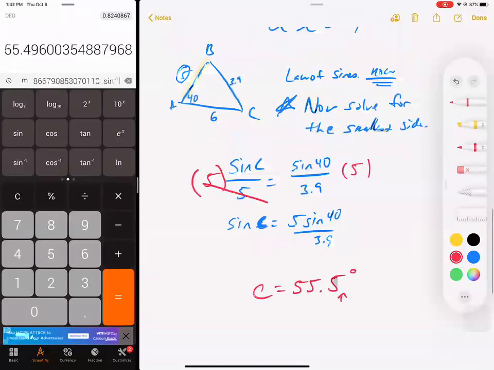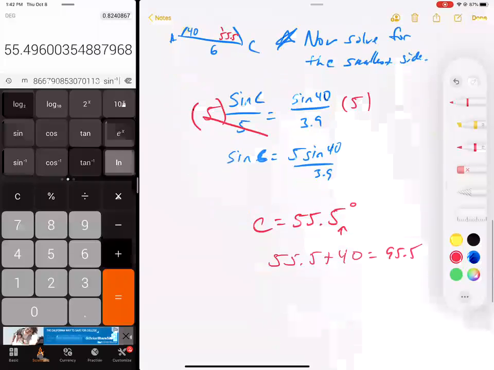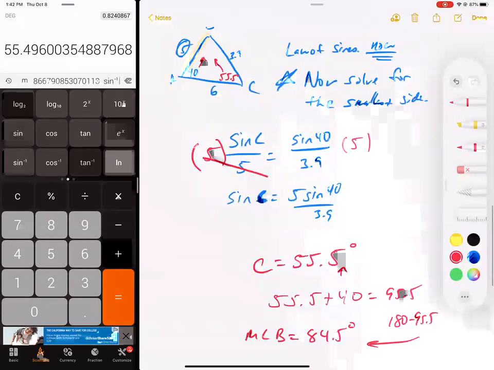Let's go to C. C is 55.5. And if we have two angles, we can then, for sure, combine them to find the third. 55.5 plus 40, that's going to give me 95.5. That means angle B must be 84.5 degrees, because 180 minus 95.5 gives me my 84.5 degrees. So we have solved for all three sides and angles.